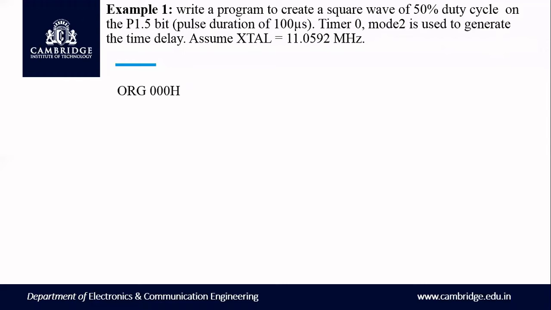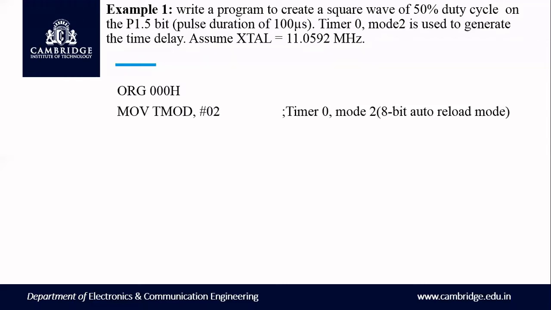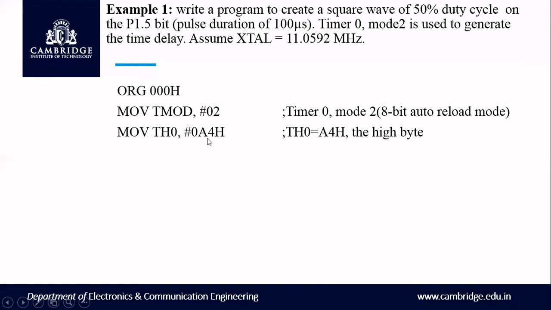The first instruction would be ORG 00H, then the TMOD register value. We have selected mode 2, timer 0, so the value will become 02. That should be loaded into the TMOD register. Then we calculated in the previous slide, for generating a time delay of 100 microseconds, this initial value. It should be loaded into TH0. We are using timer 0, so subscript 0 here.